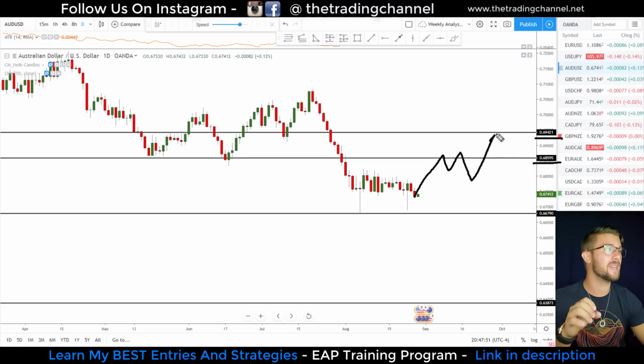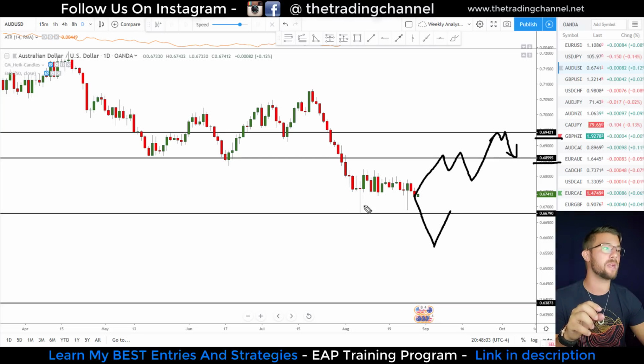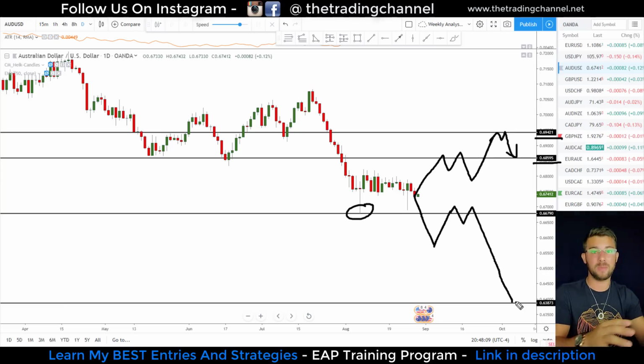If we push above that, I'll be looking around 0.6942 for my next level of possible resistance, which at that time will be a counter trend play here on the Aussie dollar. Now, moving down, if the market pushes down, like I just said, waiting for that pullback up, if we break below this wick and then possible short trades, there is no structure looking left on the Aussie dollar until 0.64.